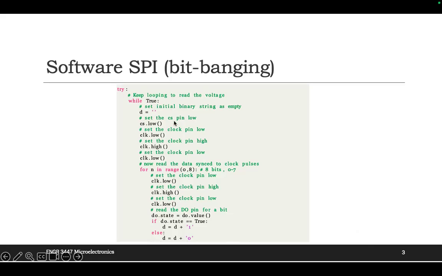Actually, you can see that software SPI is just similar to the hardware SPI we talked about, am I right? It has a CS, it has a clock, it has data receive or data transfer. It depends on your code, am I right? So we call this software SPI. It's like we use code to implement SPI. That makes sense to you?